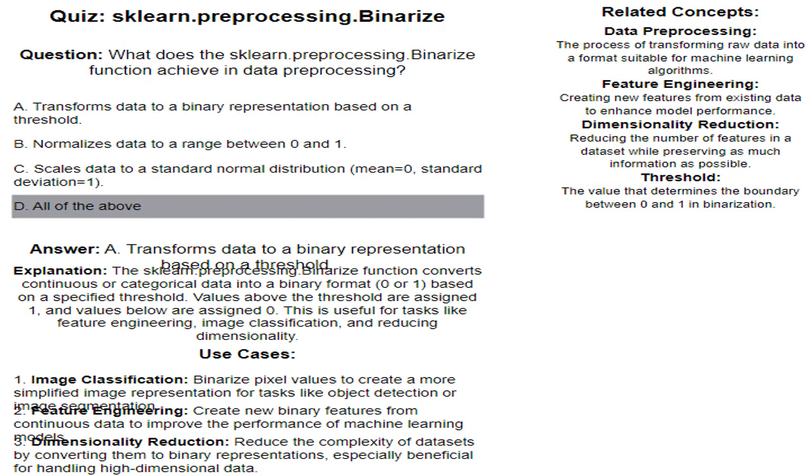Incorrect. Only A is correct, while B and C describe different preprocessing techniques. There are various preprocessing techniques used to prepare data for machine learning algorithms. Each technique serves a specific purpose.